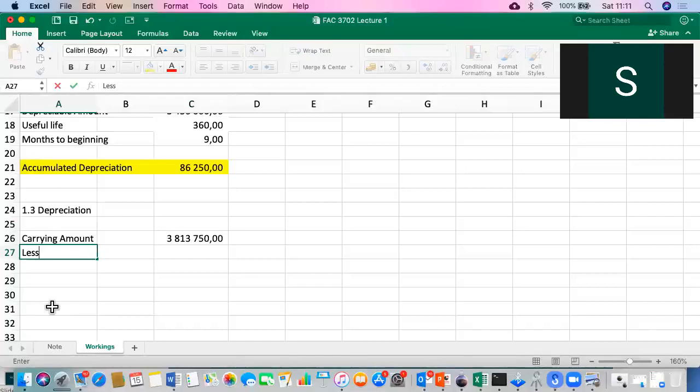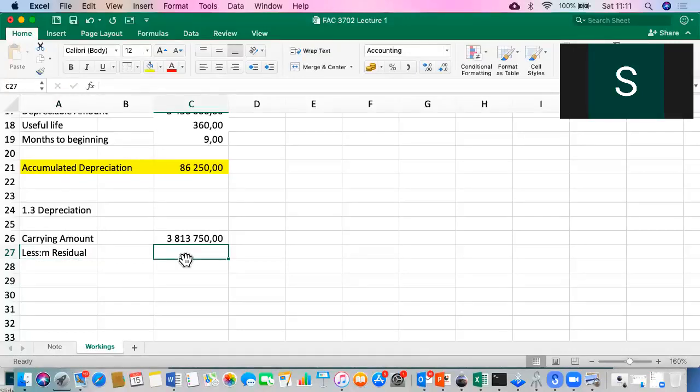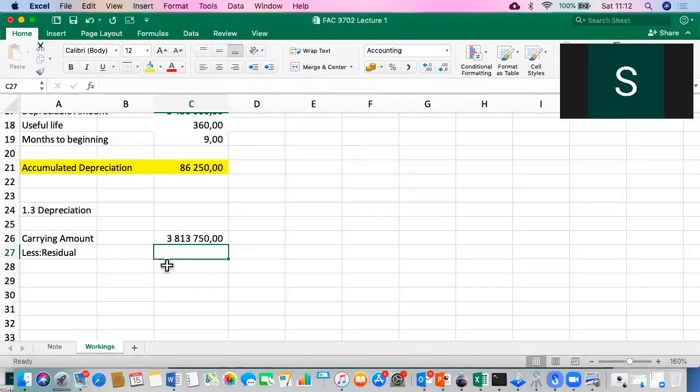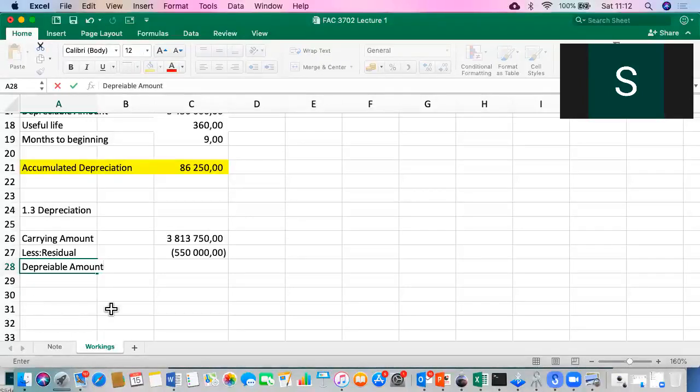Then we less the residual. If everyone remembers, the residual in the question was 450,000. If you've got a printed copy of the question in front of you, I'm going to save time and not go back to it on my screen. The residual was 450,000, but did it remain at 450,000? It didn't. It changed to 550,000. So when there's a change in residual, you've got to use the new residual. So the new residual becomes 550,000, and we'll have a new depreciable amount. I'm taking the carrying amount and I'm going to less the new residual, which is 550,000.